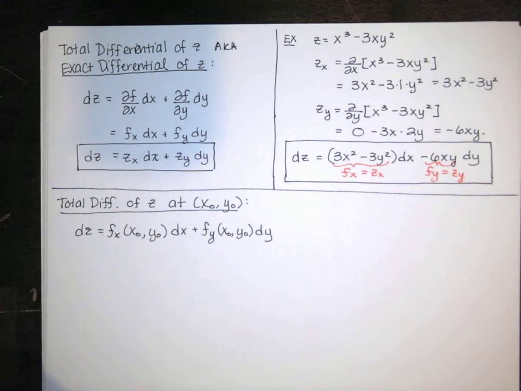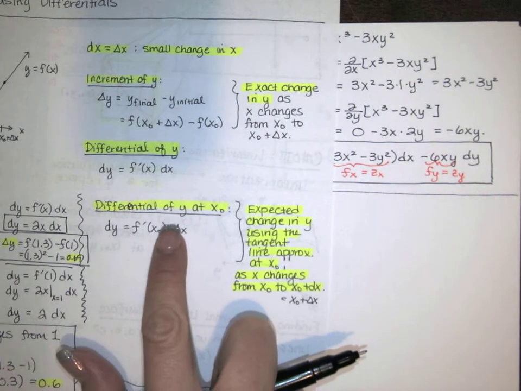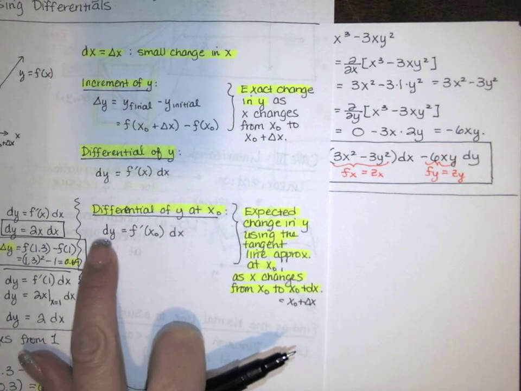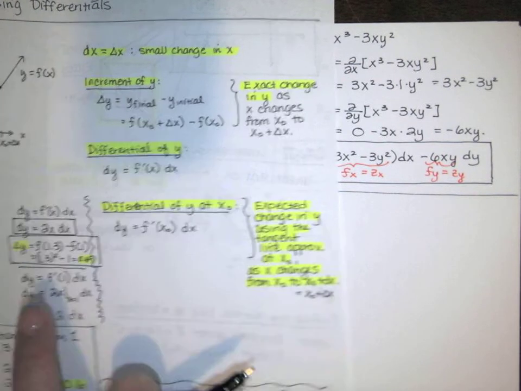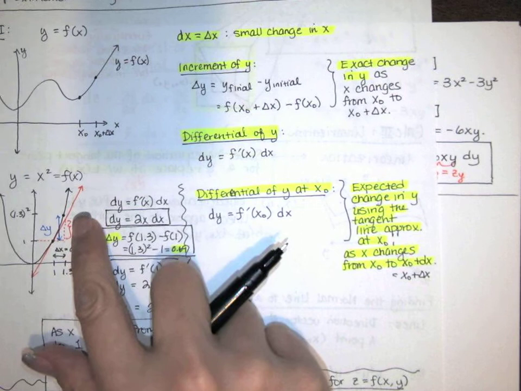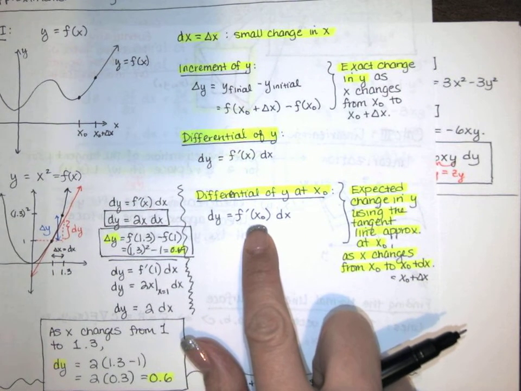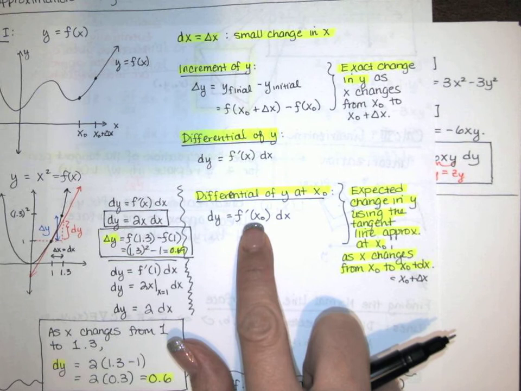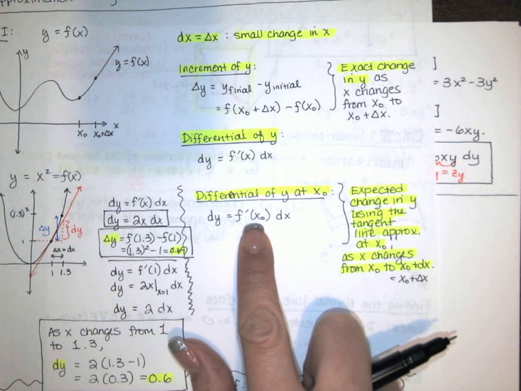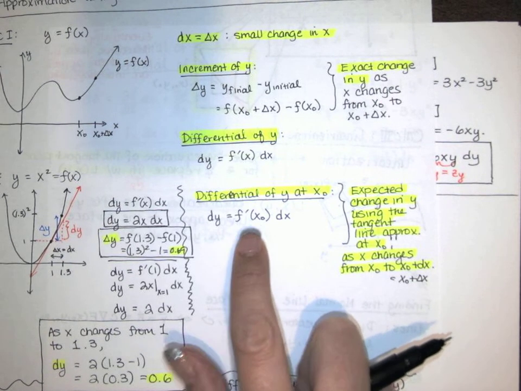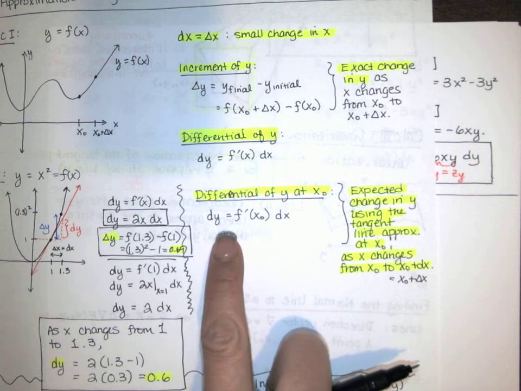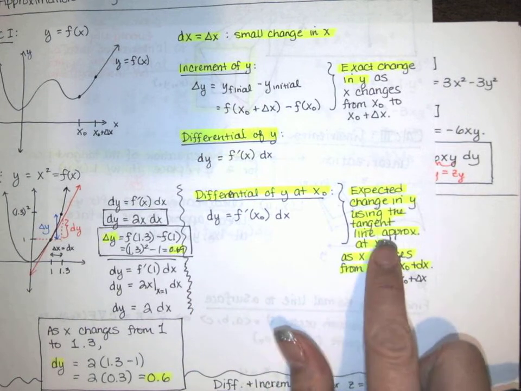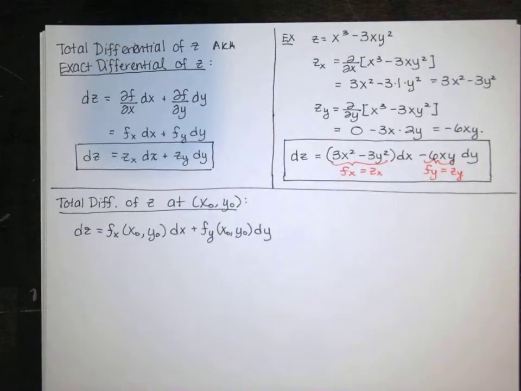Remember what happened when we plugged in a point over here. We said this is the expected change in y using the tangent line to approximate the function when x changes by dx starting at x naught. So x is starting at x naught and now x is going to be at x naught plus dx. And we're saying, okay, well how much does y change under those circumstances, using the tangent line as an approximation.